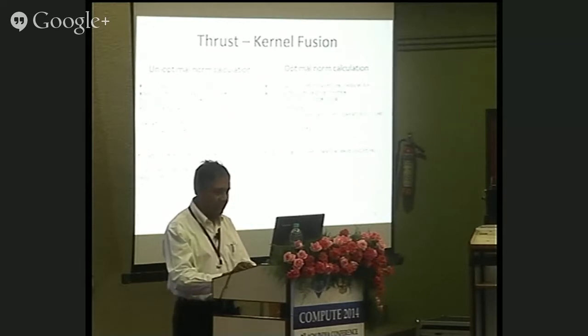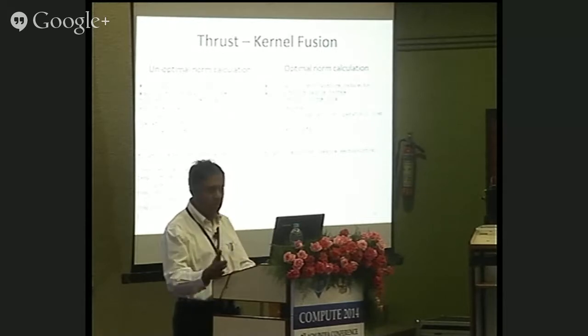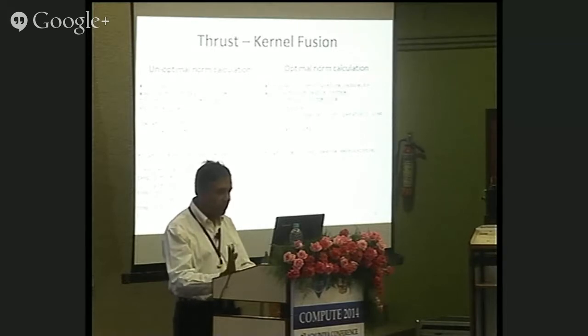So basically you have a device vector like this. Then you call the transform function to square the elements, then you do a reduction of the transformation, and then you do a square root. That will be the norm of the array.